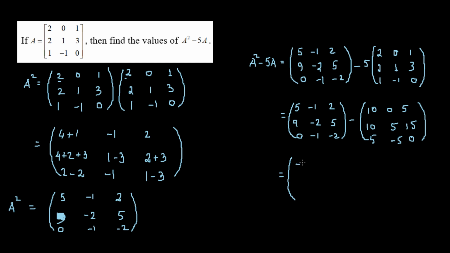So 5 minus 10 is negative 5. Negative 1 minus 0 is negative 1. 2 minus 5 is negative 3. 9 minus 10 is negative 1. Negative 2 minus 5 is negative 7. 5 minus 15 is negative 10. 0 minus 5 is negative 5. Minus 1 minus negative 5, which means minus 1 plus 5, which is positive 4. Negative 2 minus 0 is negative 2. So this is the value of A squared minus 5A.